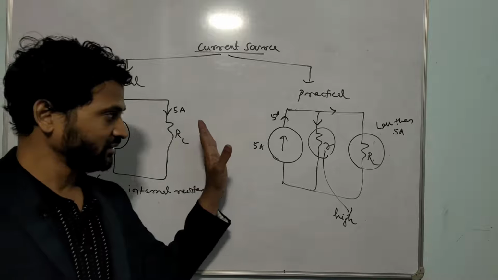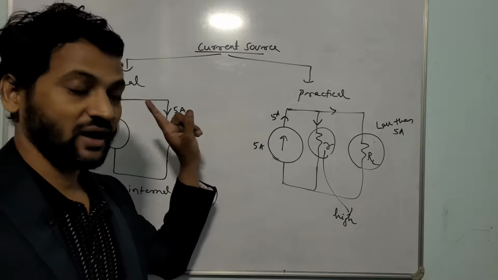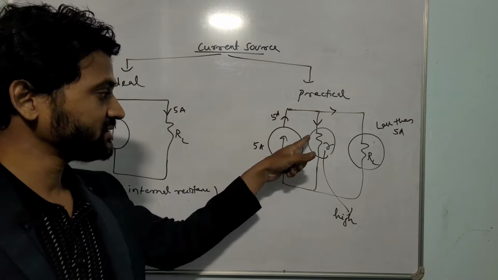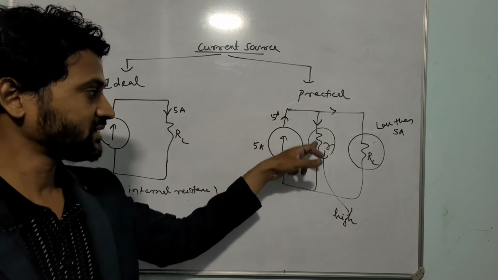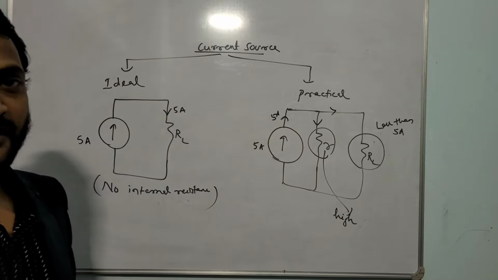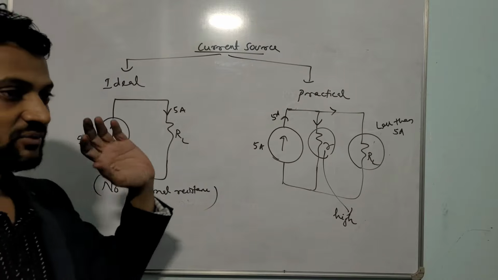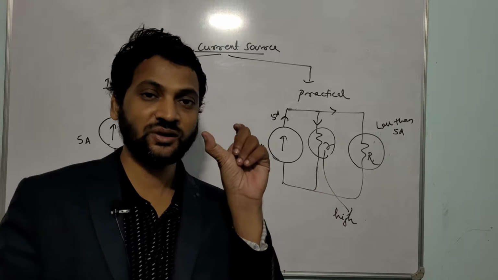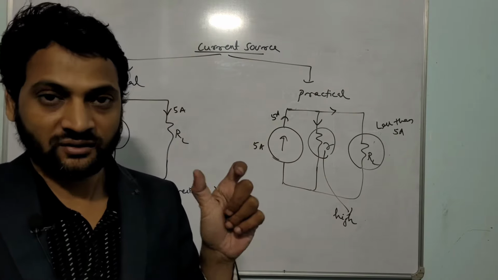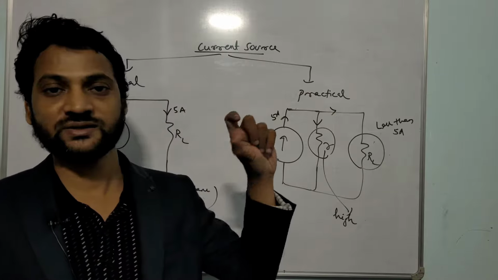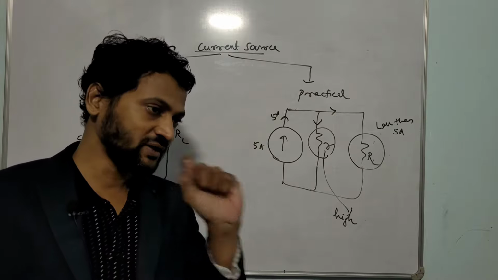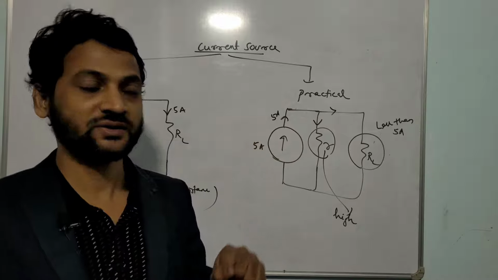So did you notice one thing? In a practical voltage source, the resistance is connected in series, but in a practical current source, the resistance is connected in parallel. Why? Because in practical voltage source में क्या बोला था? Due to the potential drop across the internal resistance, the output voltage will be less than the input voltage. So that means by default that resistance should be connected in series.